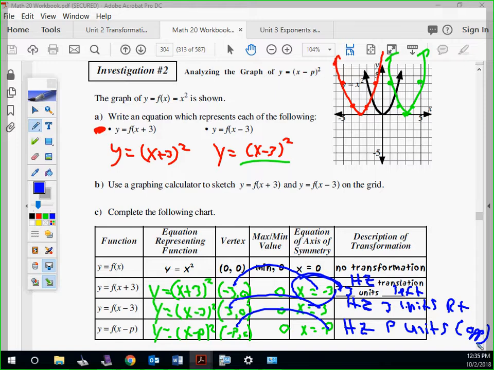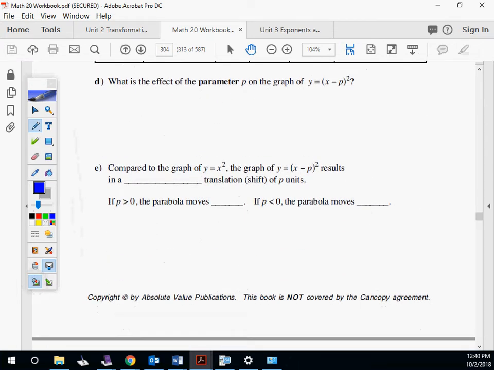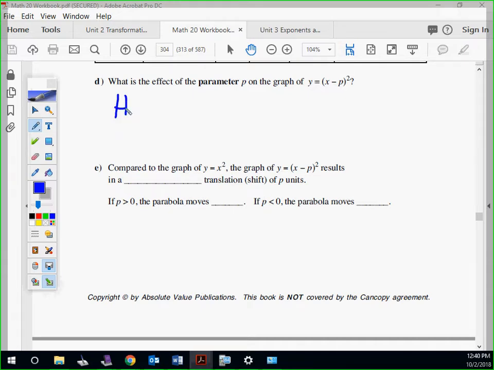All right. Now we're just going to do a little bit of a combination, a couple examples, and call it good. So we're going to do a combination of a left and up and down. We just got to finish the bottom here first. What's the effect of the parameter? So you just say it's a horizontal translation. I know this is redundant. I get it.